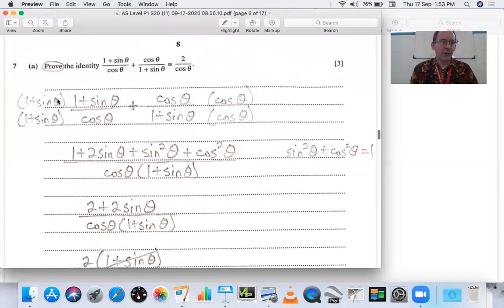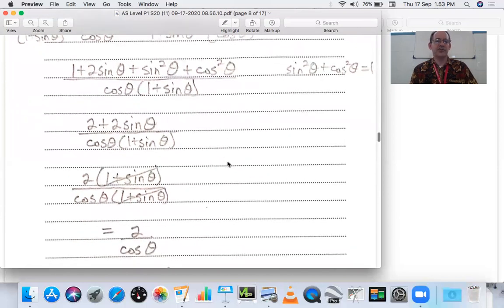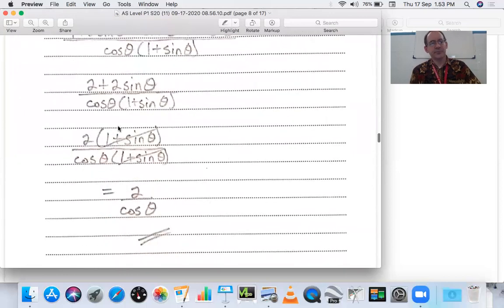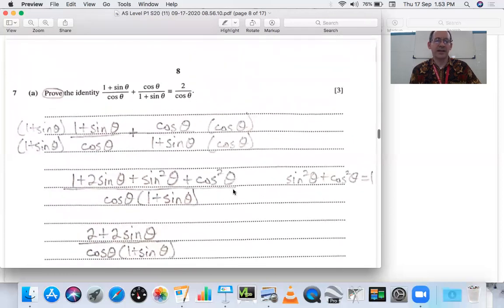So when you multiply 1 plus sine theta times 1 plus sine theta, you get 1 plus 2 sine theta plus sine squared theta, and then the cosine times cosine is cosine squared theta, all over our common denominator of cosine theta times 1 plus sine theta. Remember the identity, sine squared theta plus cosine squared theta equals 1. Substitute that in, add it to the previous part, so you get 2 plus 2 sine theta. Then there's a 2 common to both, so you can factor it out, which allows you to cancel top and bottom, leaving the answer that we want, 2 over cosine theta.